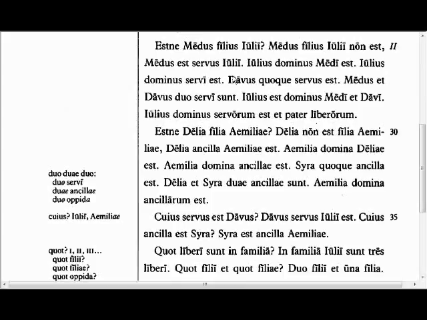Now, we're running out of time, but I'd like you to practice translating that and then go back and read it in Latin with understanding and meaning. So, estne Medus filius Julii, and picture, Medus, is he the son? And so, bona fortuna on this section.